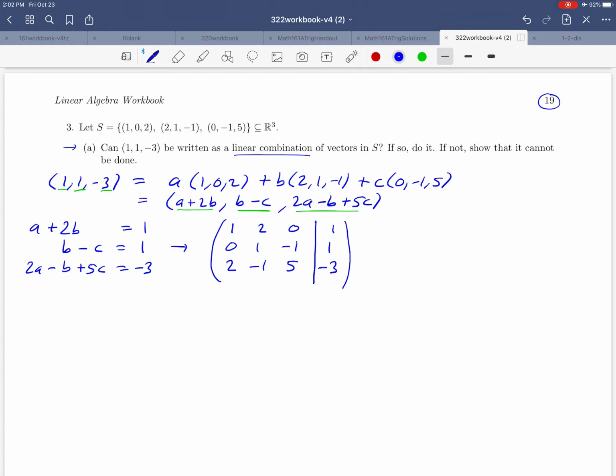Do you notice anything special about the columns of the matrix? Notice that the first column, for example, 1, 0, 2, that's the first vector in our set. And the second column, 2, 1, negative 1, that's the second vector in our set, and so on. And then what about the right-hand side over here, 1, 1, negative 3? Well, that's this vector. So a short way to set up your system is just to take the vectors that are in your set, make those the columns of the coefficient matrix, and the right-hand side is going to be the vector that you're building, that very last column. We'll make use of that shortcut in future problems.